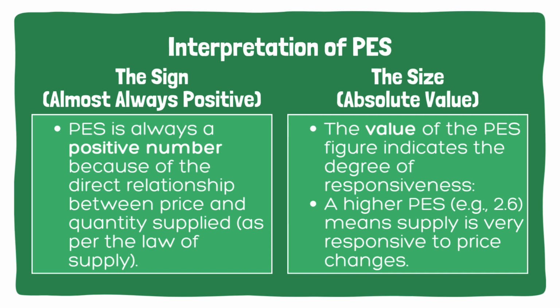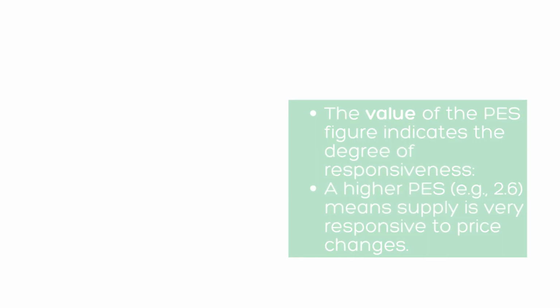The higher the PES, the more responsive supply is to a change in price. For example, a PES of 2.6 means that a 1% rise in price leads to a 2.6% rise in the quantity supplied, showing high elasticity.